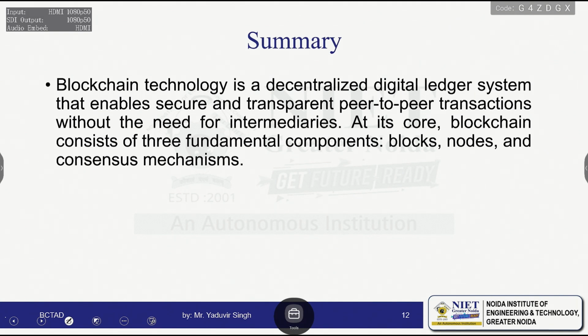So, the summary of the terminology that we will study is that blockchain is a decentralized distributed ledger system that enables secure and transparent peer-to-peer transactions without the need for intermediaries. At its core, the blockchain consists of three fundamental components: blocks, nodes, and consensus mechanism. So, this is all with reference to the first session on introduction to blockchain.